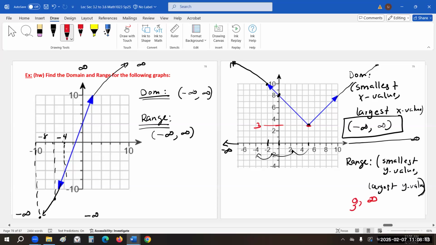Now, infinity is a symbol. We don't know what's the number for infinity, so we always put parentheses for that. But 3 is a number. Now, for 3, we have two scenarios. If you have a closed circle at 3, we have to put bracket here. It means the y value 3 exists in the function.